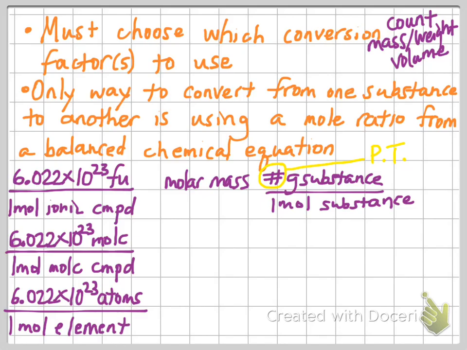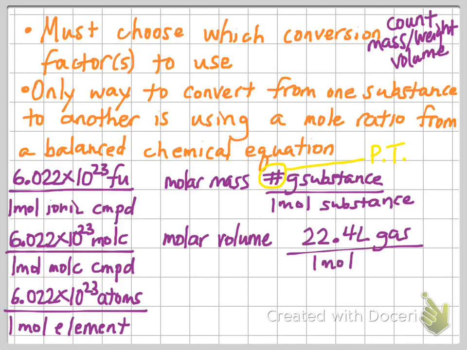Okay, so that's our mass, weight. Lastly, we have volume. Remember again, that one has its own name. It's molar volume. And it's 22.4 liters of gas over 1 mole of gas. And remember, this one has to be at STP, that's standard temperature and pressure.